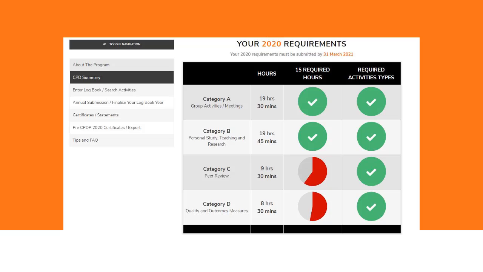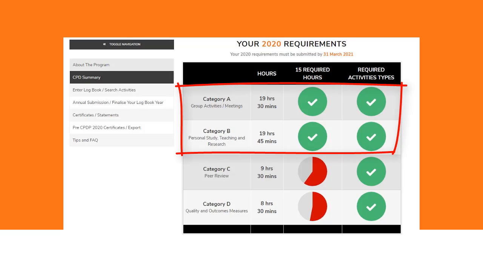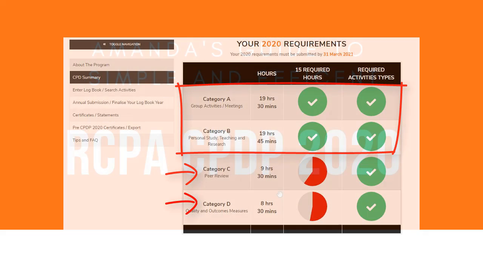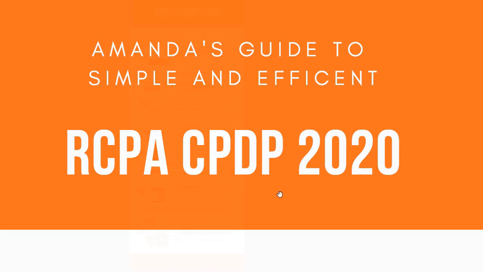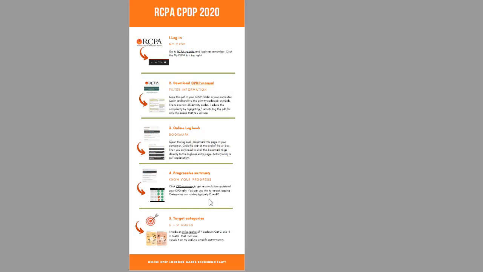So far, I have already completed all requirements for category A and B, and I'm over halfway to completing categories C and D. I share my advice to myself with you in this infographic, with live links and in this video.